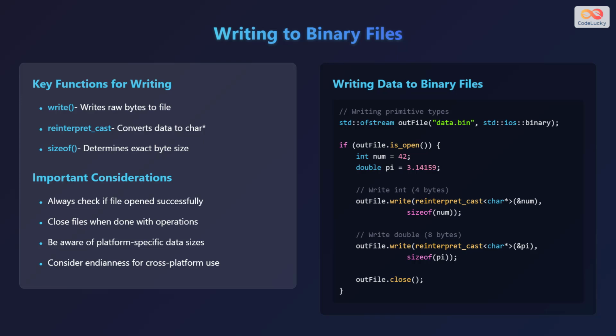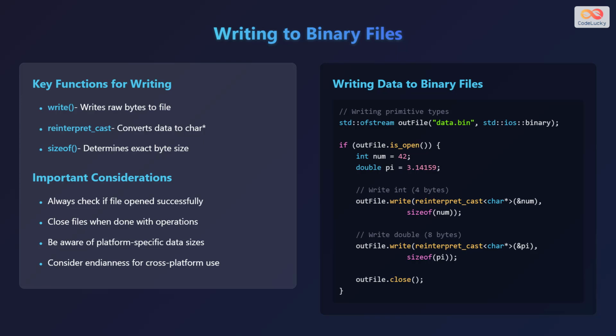When writing data to binary files, there are some important considerations to keep in mind. Always check if the file has been opened successfully before attempting to write to it. Close the files when you are done with the write operations to free the resources. Be aware of platform-specific data sizes, as they can vary across different systems. Also, consider endianness for cross-platform use to ensure that data is interpreted correctly on different architectures.